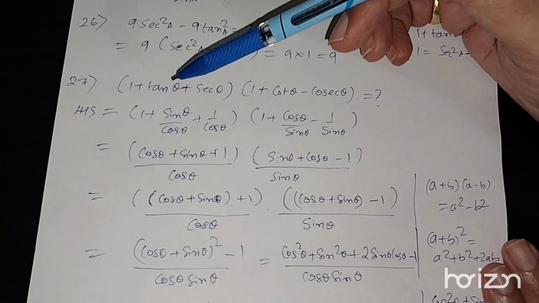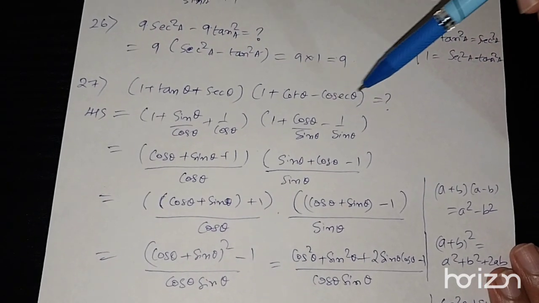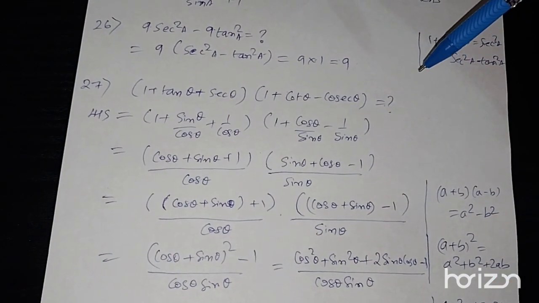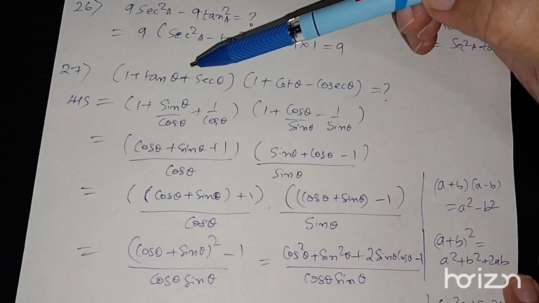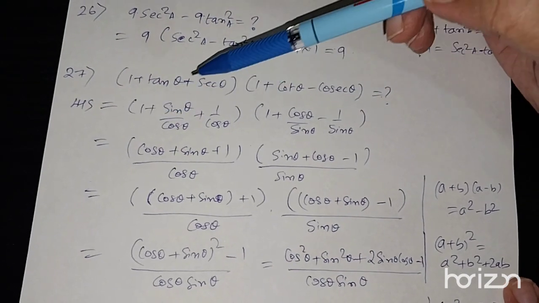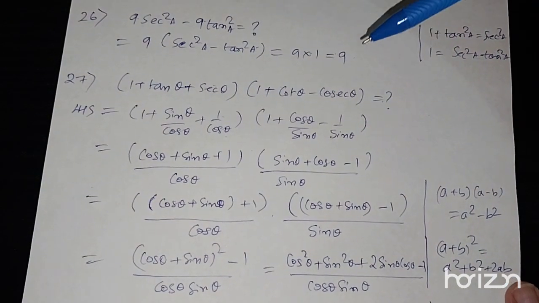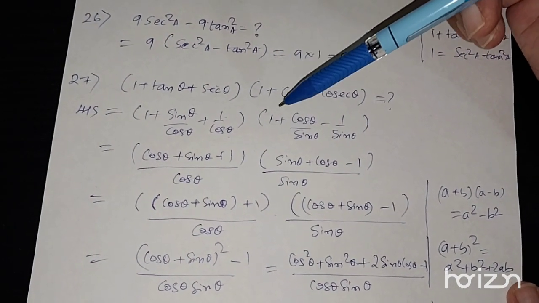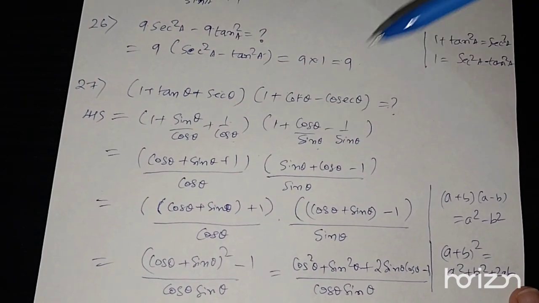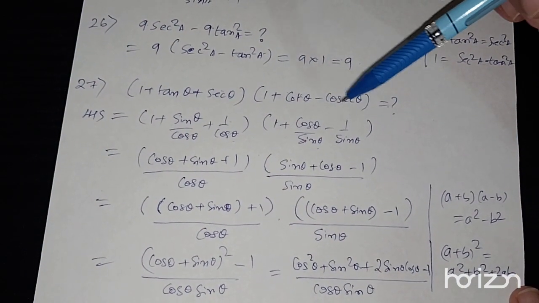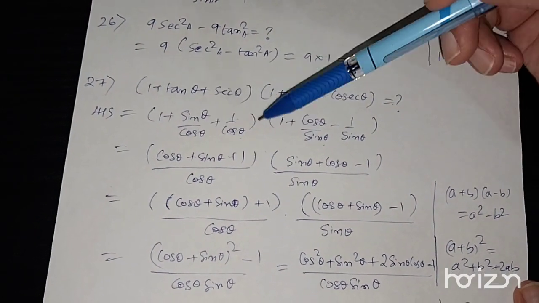Next problem. They say (1 plus tan theta plus secant theta) into (1 plus cot theta minus cosecant theta) is equal to what? Again, remember, replace everything as sine and cos. So I will say 1 plus tan theta is nothing but sine theta by cos theta, secant theta is 1 by cos theta. And here, multiplied inside the bracket, 1 plus cot theta is cos theta by sin theta, minus cosecant theta, as you know, is 1 upon sin theta.